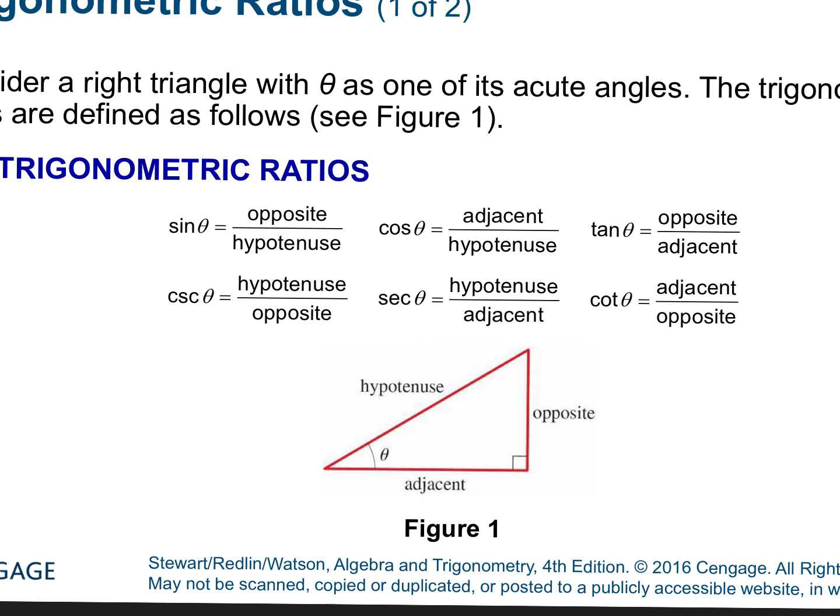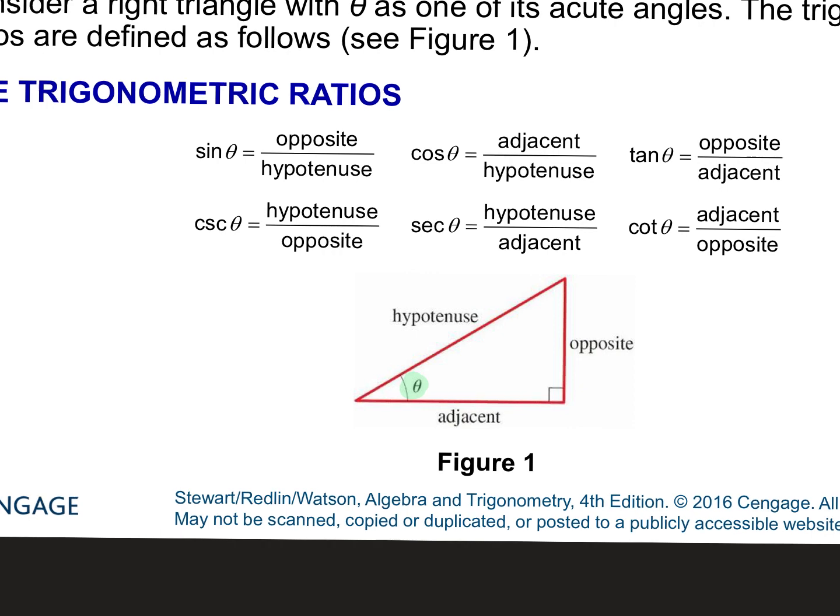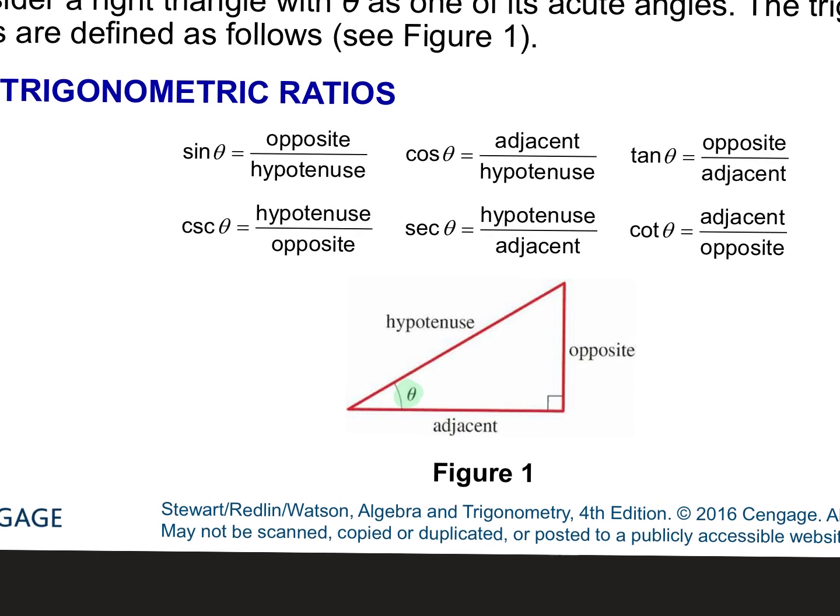But given that you do have a right triangle, you're going to be given an angle that is called theta. We use that as a reference. You should be able to identify sides of triangles in reference to theta. In a right triangle, the longest side is always across from the right angle. That's the hypotenuse. In reference to theta, the side across from theta is the opposite, and the side that's right next to it or touching is the adjacent.